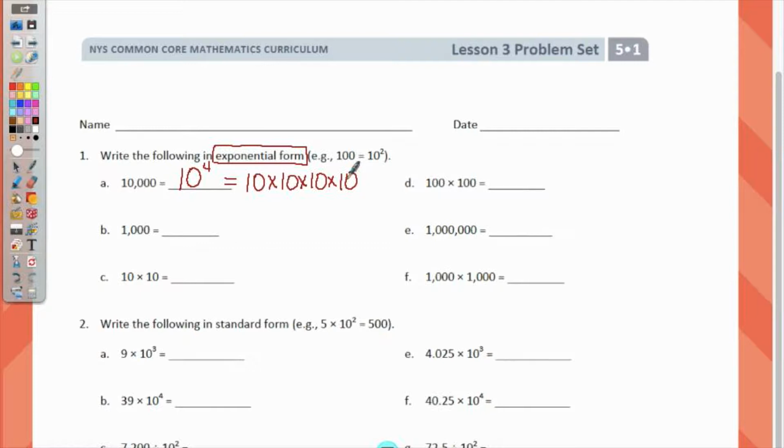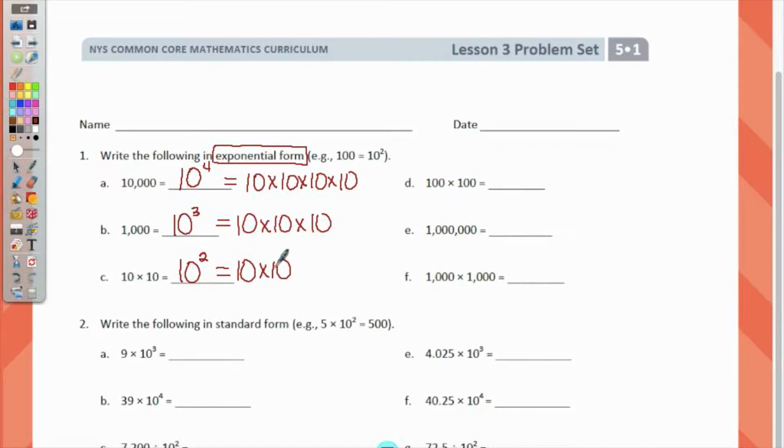How many are there? 3. So 10 to the 3rd power. And how many 10s will I need to multiply together? 3. Can I still count the zeros? Yes. So how many zeros are here? 2. So 10 to the... Oh, I knew somebody was going to say that. 10 to the 2nd power. How many 10s do I need to multiply? 2.